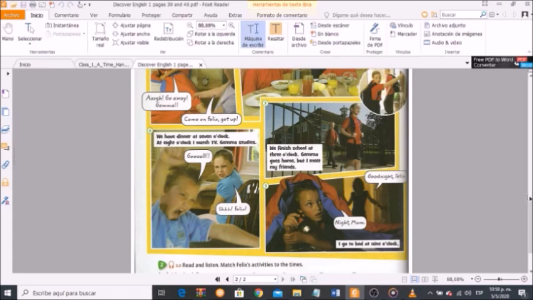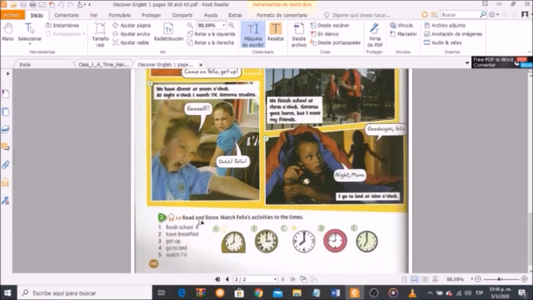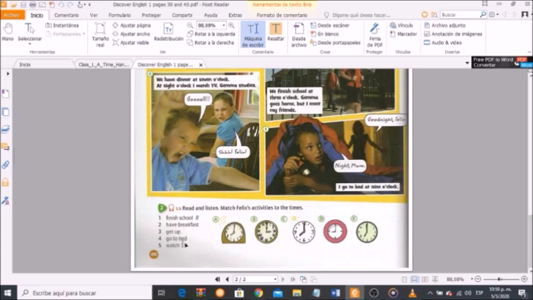Okay, and now let's do exercise number 2. It says, read and listen. Match Felix's activities to the times. So we have 5 different activities here. Finish school, have breakfast, get up, go to bed, and watch TV. And we have 5 different clocks. So we have to match these activities with these clocks. So, what time does Felix do these activities? Okay, let's hear it.